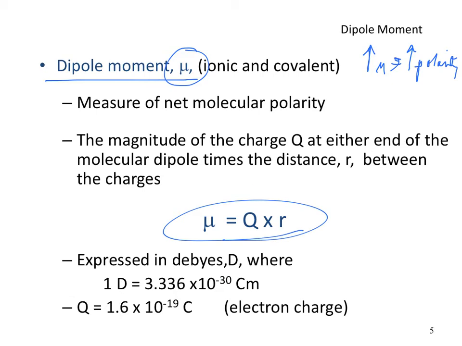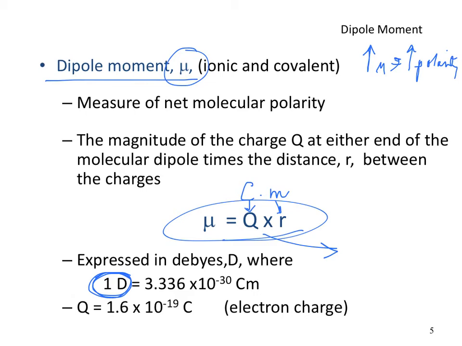So in that sense, you can perhaps envision that the SI unit would be coulomb for charge, meter for the distance of separation. So coulomb meters is what the units are going to be, which is also referred to as dBi. The conversion factor is 1 dBi equals 3.336 times 10 to the power of negative 30 coulomb meters. This Q usually would be in terms of the unit charge. So 1.6 times 10 to the negative 19 coulombs is the charge of an electron.